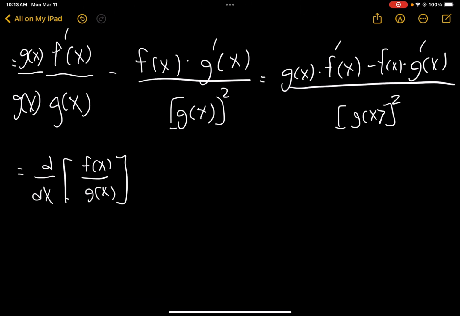And that is the final result. You usually see this result in a standard calculus book, but I just showed you how to actually prove it. And yeah, that's basically it.